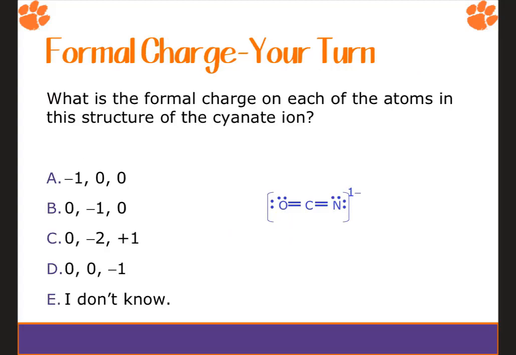So when you move around electrons to make your different resonance structures, your atoms are going to have different formal charges each time. So here we've got a different arrangement of electrons, a different resonance structure of this cyanate ion. So it's your job now to figure out what the formal charge on each of the atoms are. So it goes from left to right. So the first number would be oxygen, then carbon, then nitrogen. So take a few seconds, figure that out, and then we'll work through it together.